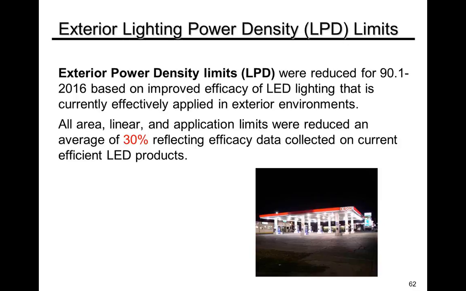If we go to the exterior lighting power density limits, those were also reduced. LED products are very amenable to exterior applications. They work well there. It's one of the first places the LED market went for. And so the reduction is an average of 30% across the board for all exterior applications, because there are just good applications for LED products, and that made sense for the standard, which has a lot of energy savings.